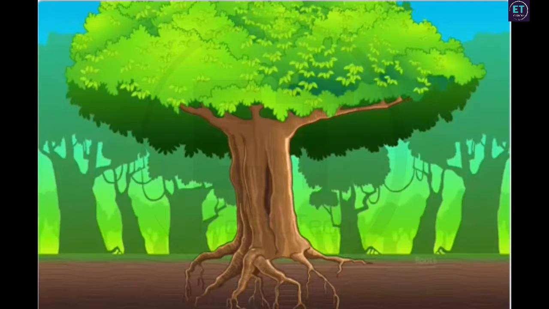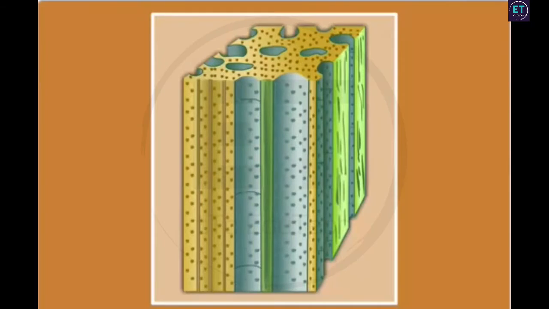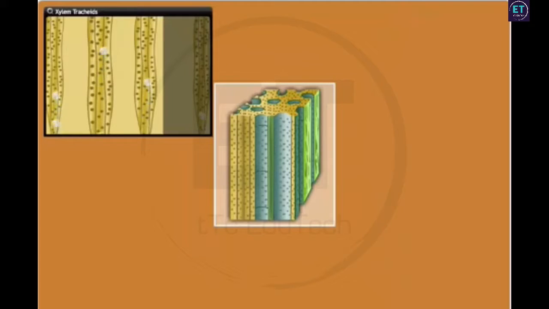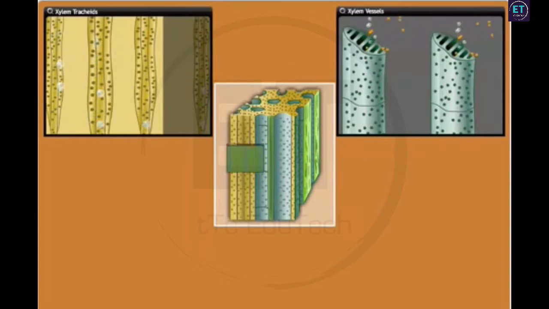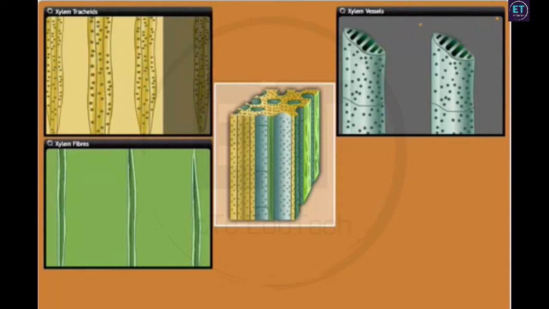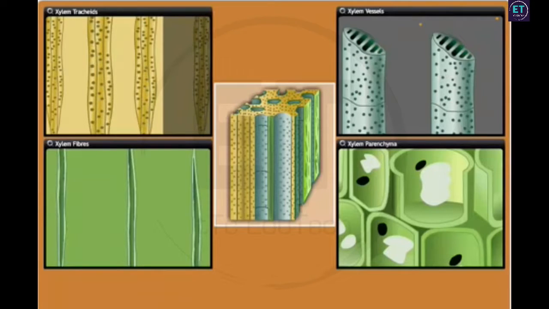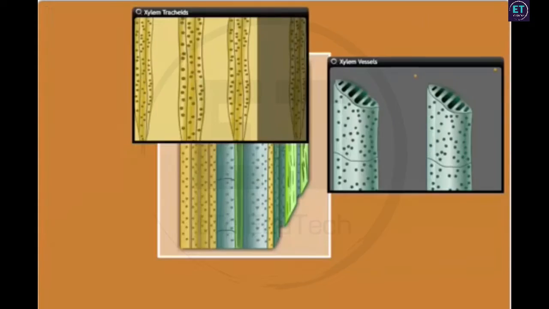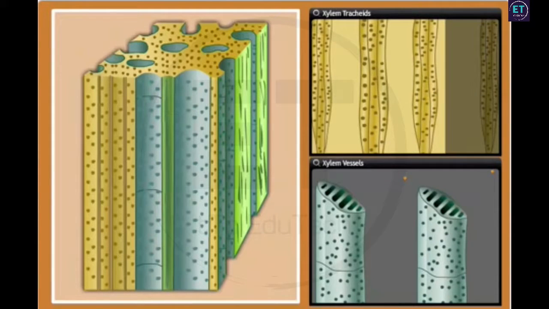Xylem tissue is present in the roots, stems, and leaves. It has 4 different types of cells: tracheids, vessels, xylem fibers, and xylem parenchyma. Of these, only tracheids and vessels are interconnected to form a continuous system of water-conducting channels that reach all parts of the plant.